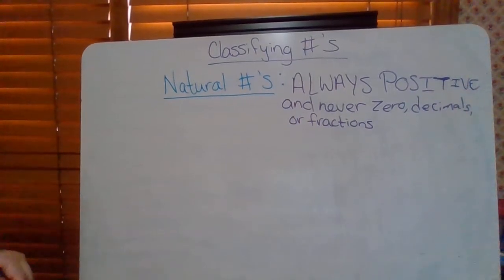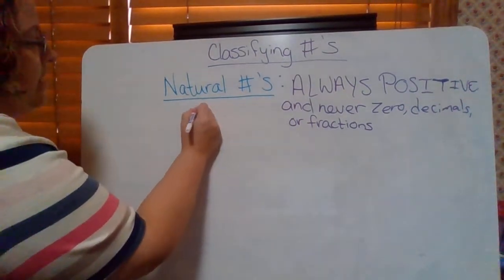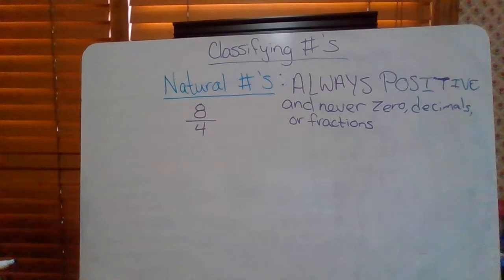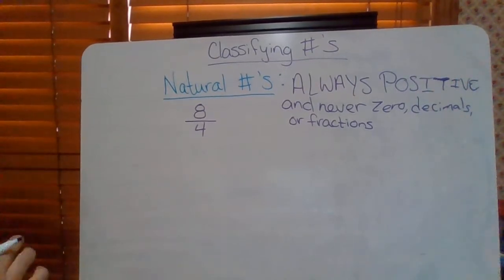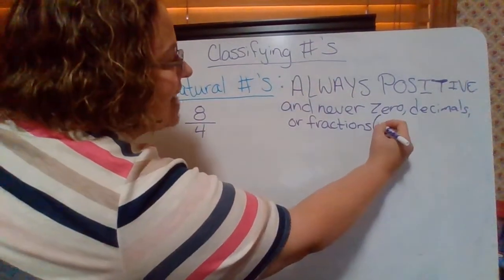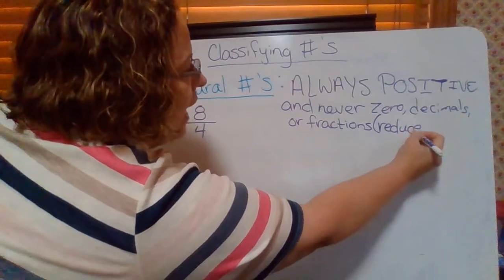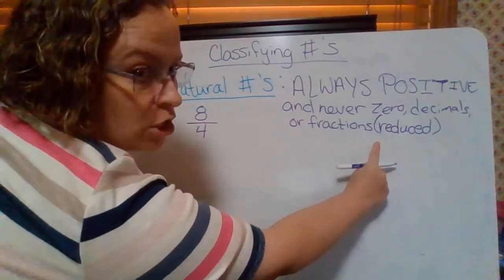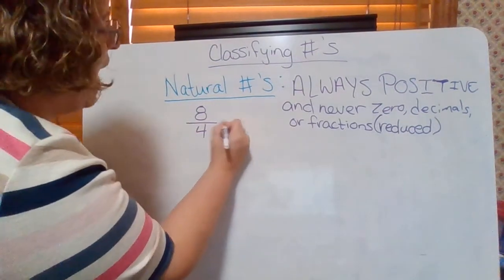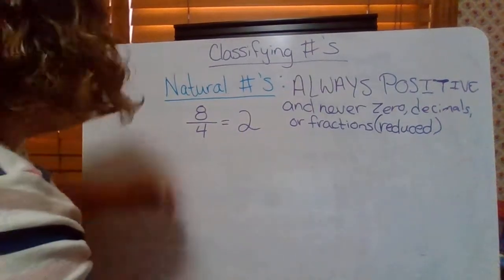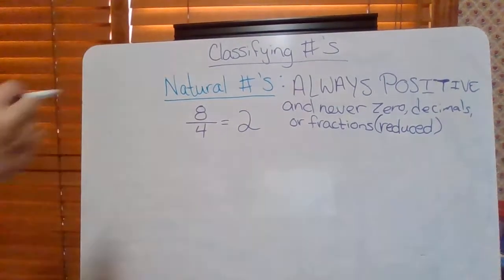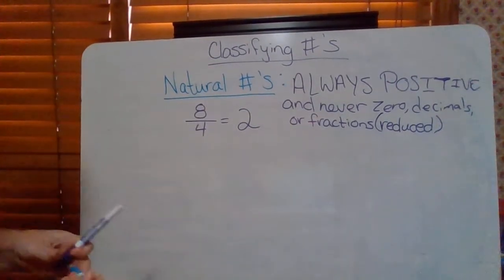Now, sometimes you may have something that's written like this. And you may say, well, that's a fraction. It's not a natural number. When I say it can't be a fraction, that means that it has to be reduced. Okay? The fraction has to be reduced. If I look at 8 over 4, is 8 over 4 reduced? No. 8 over 4 is 2. That's not really a fraction, okay? It's a natural number. So that's that piece right there that you have to understand.